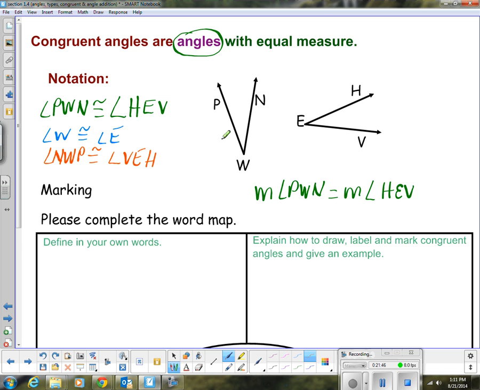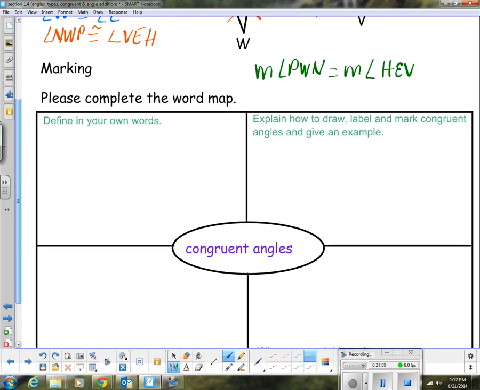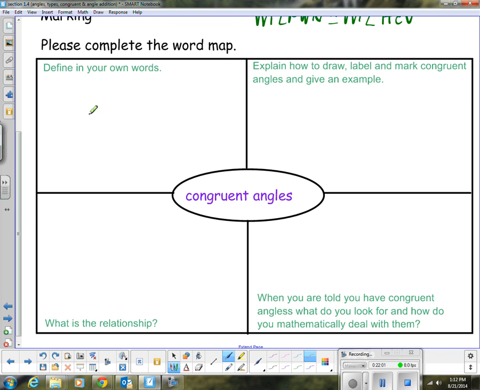Our marking is really important. How do we mark angles that are congruent? Here is what we do. We put little arcs through, single arcs. That means this is congruent to this. So now I need you to see this word map, congruent angles. Define in your own words. You own it when you do that. You're going to explain how to draw, how to label, and how to mark congruent angles and give an example.